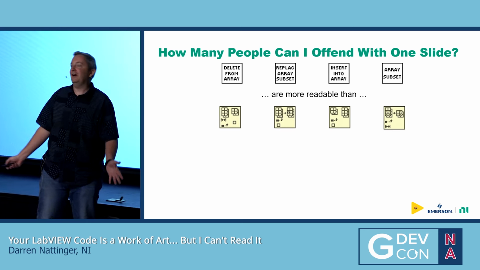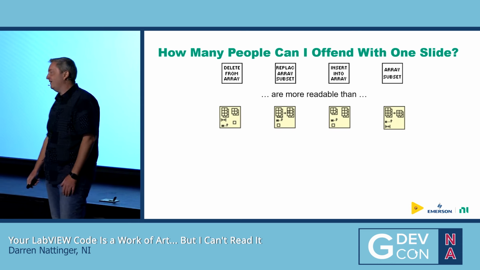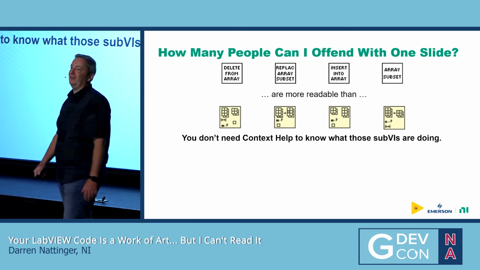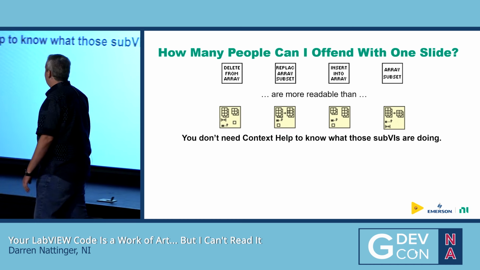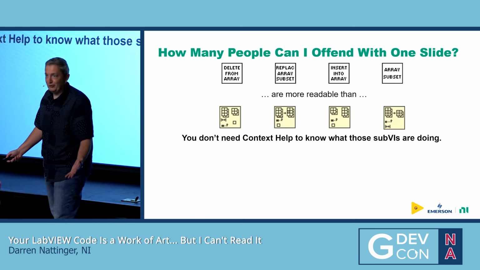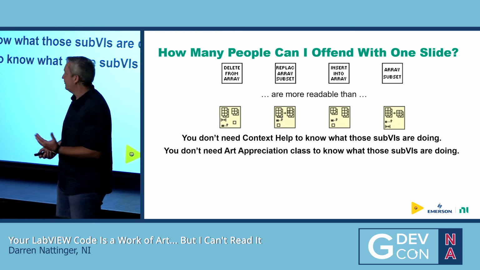The number of times I'm looking at array processing code, and I'm like, okay, well, let's bring up the context help window and hover over it to figure out which one it is. And then if I don't want to bring up the context help window, it almost feels like I need to have a degree in art to kind of understand what's going on.